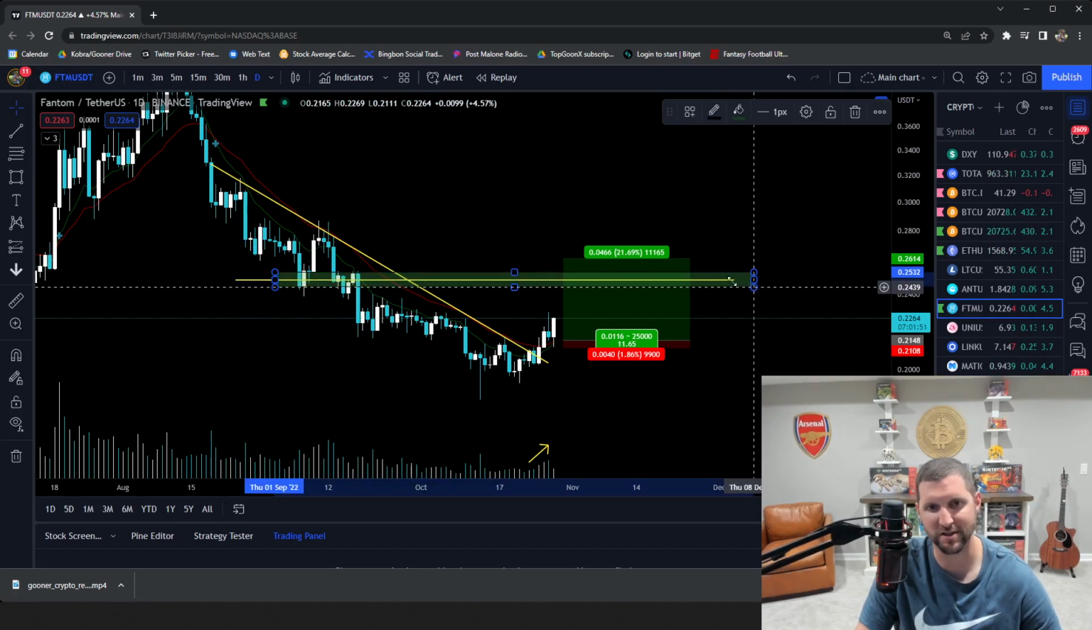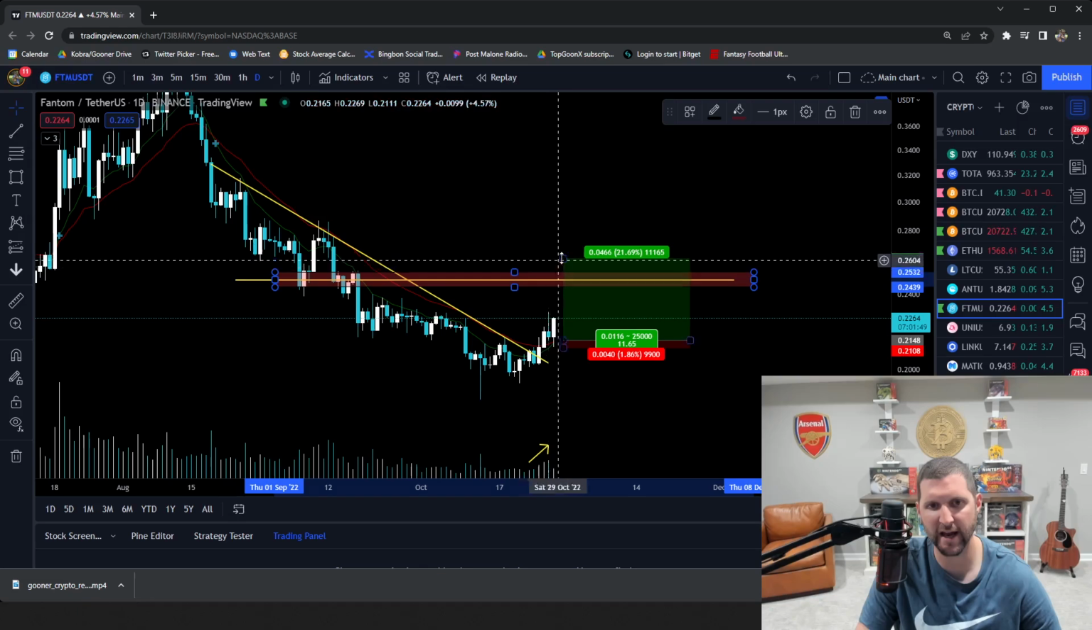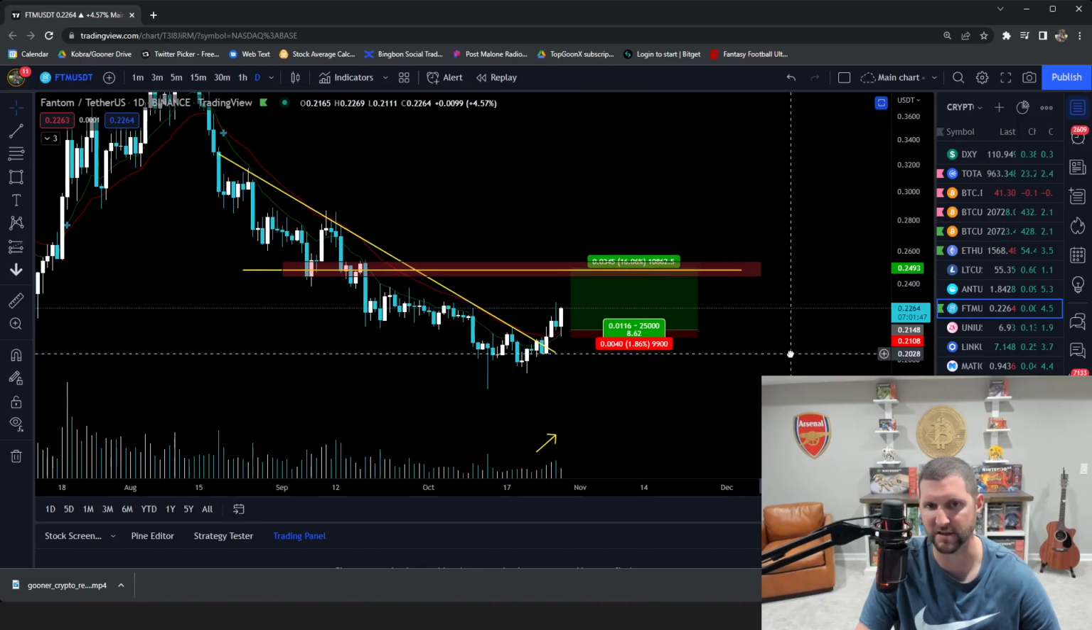Okay, so sometimes you could just draw zones, and I would look for price to stall out somewhere in this zone.